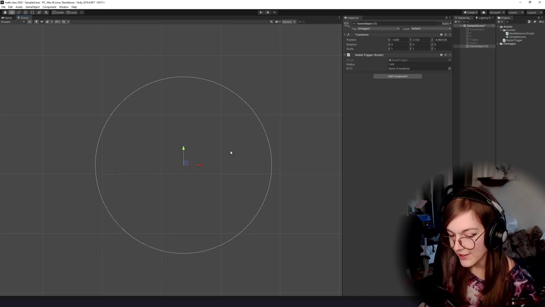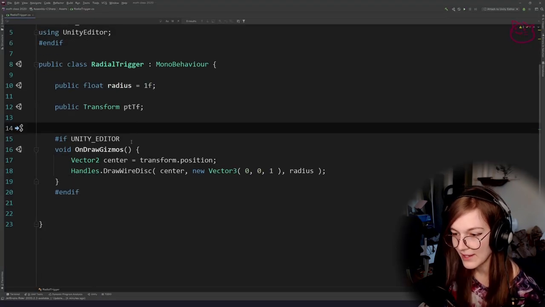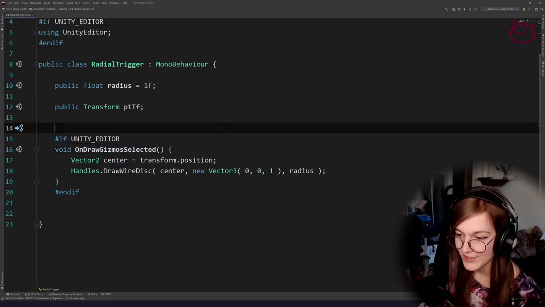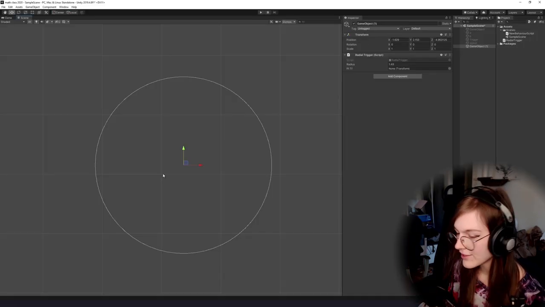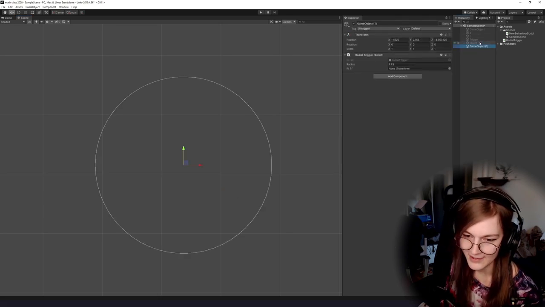So if you're working on a very big game, it can be very useful to make sure that they're only visible when you have things selected. So OnDrawGizmosSelected is a function you can use to make sure that it's only drawn if we select this trigger, right? So now it's invisible unless it's selected.